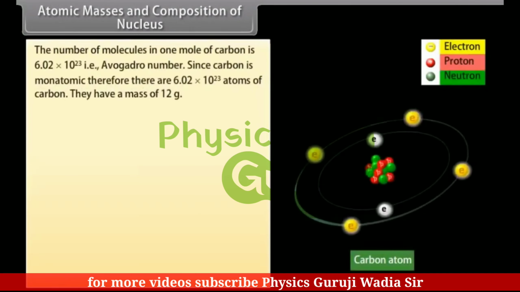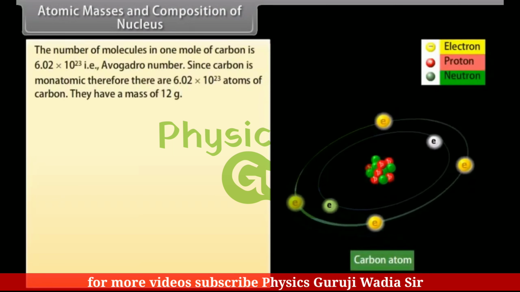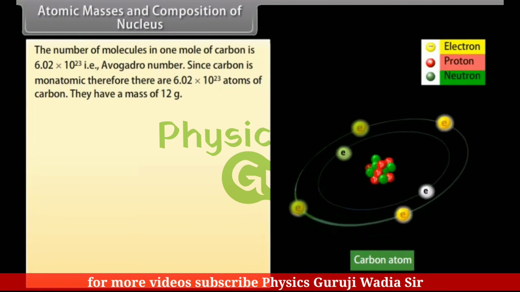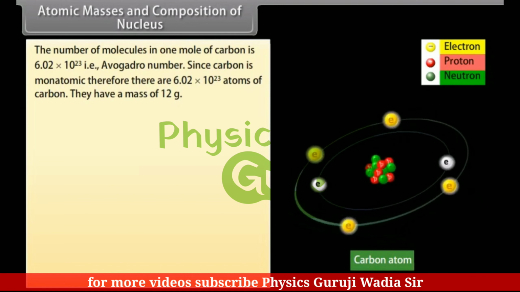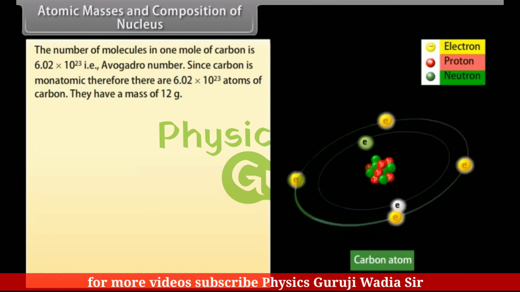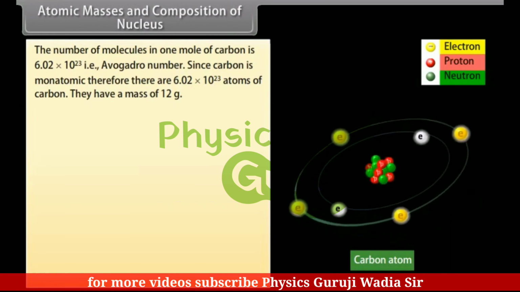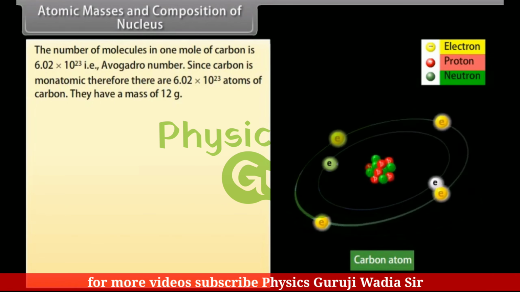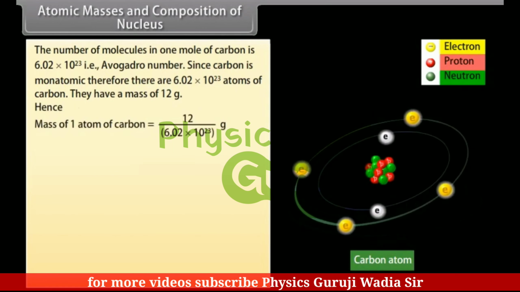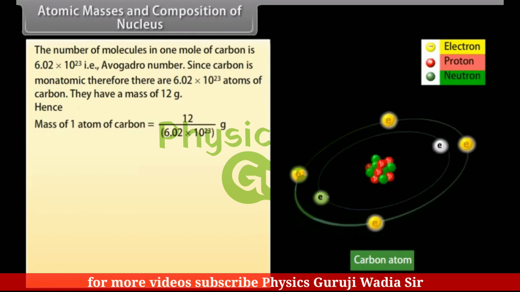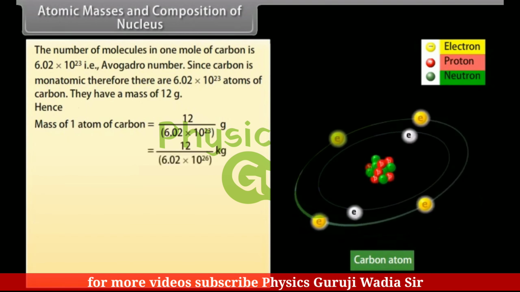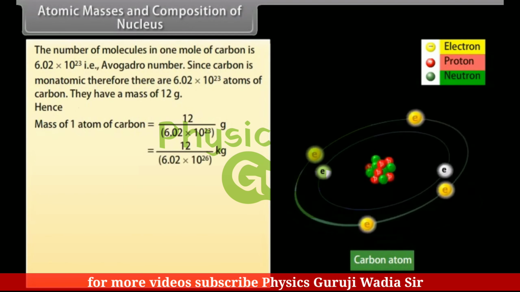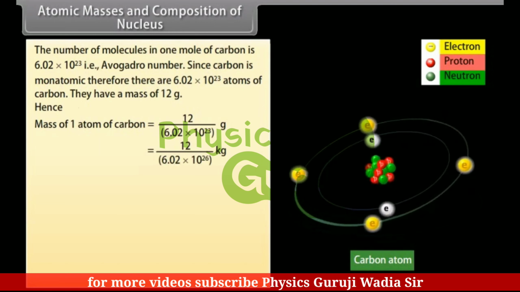Atomic masses and composition of nucleus. The number of molecules in 1 mole of carbon is 6.02 into 10 raised to the power 23. That is Avogadro number. Since carbon is monoatomic, therefore there are 6.02 into 10 raised to the power of 23 atoms of carbon. They have a mass of 12 gram. Hence, mass of one atom of carbon is equal to 12 by 6.02 into 10 raised to the power of 23 gram, which is equal to 12 by 6.02 into 10 raised to the power of 26 kilogram.